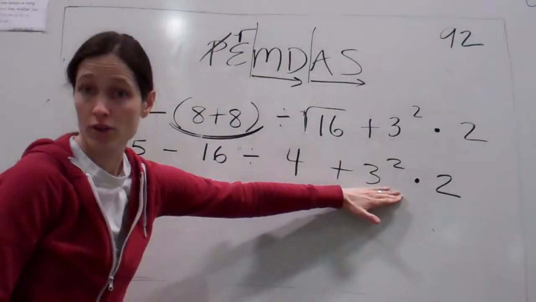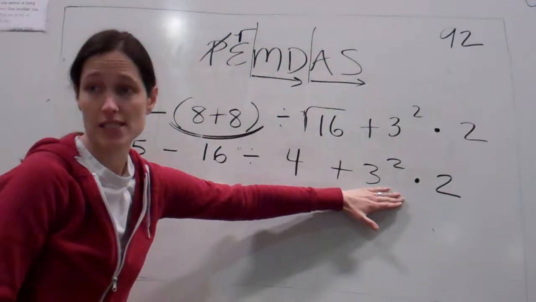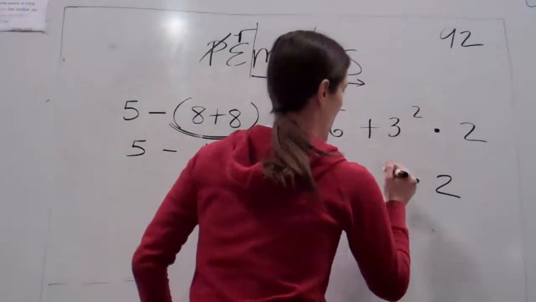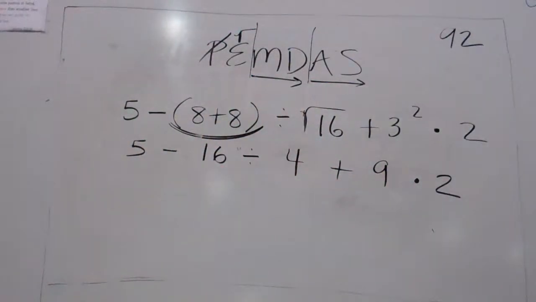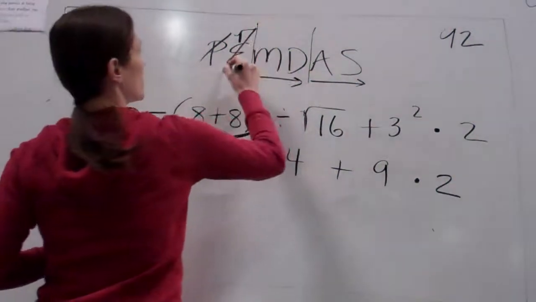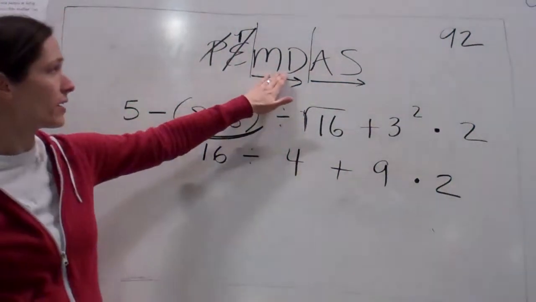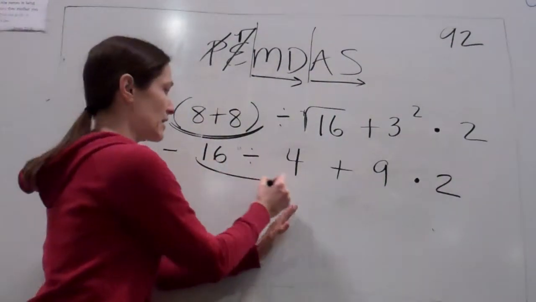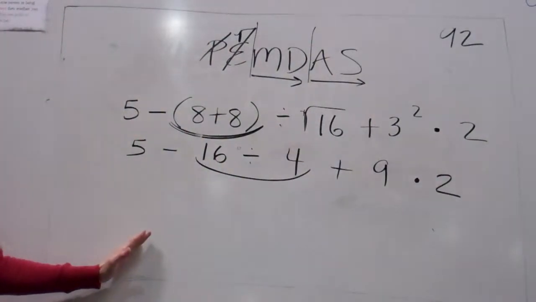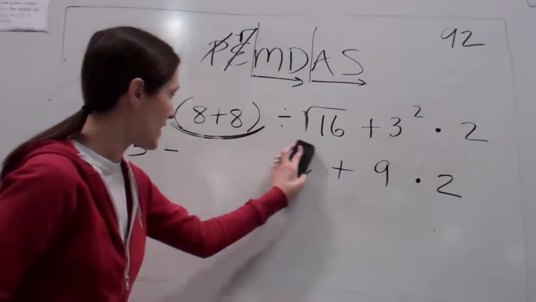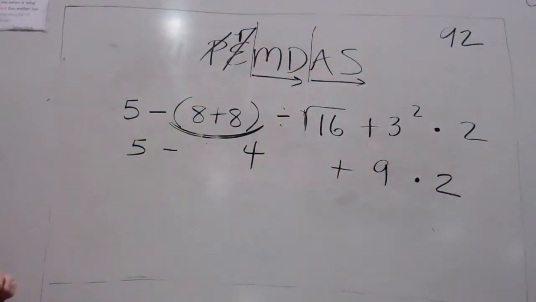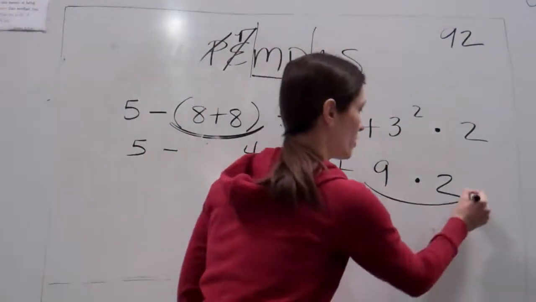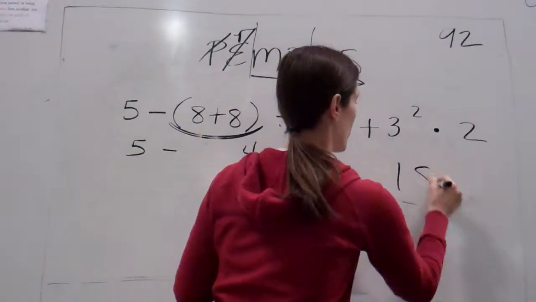Exponents, right here. 3 squared means, don't tell me 6. 9. 3 times 3. 3 squared means 3 times 3. So I'm going to put 9. Okay, everybody see what I've done so far? All right, we're done with this. Now multiplying or dividing left to right. Does anybody see a multiplication or a division going from left to right? 16 divided by 4. What is 16 divided by 4? 4. So I'm going to erase that and put a 4 there. That's my answer. Anybody else see any more multiplication or division going from left to right? 9 times 2? 18. I'll erase that and put that there.